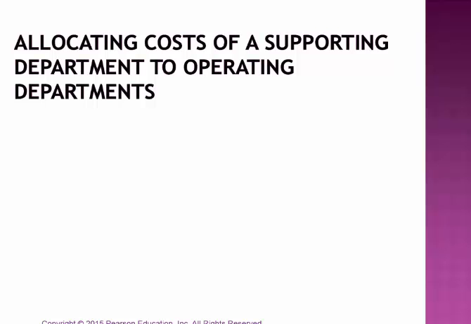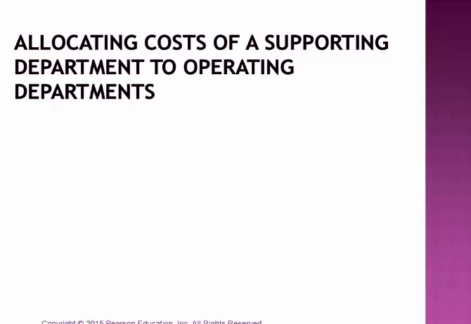Alright, so allocating cost of a supporting department to operating departments. Companies can distinguish between an operating department and a support department. Alright, so what is an operating department? An operating department can also be called a production department. And these are departments that specifically add value to the product or the service that we are supplying our customers with. A support department, on the other hand, also commonly referred to as a service department. These support departments or service departments provide support and assist other departments by what it is that they actually do.